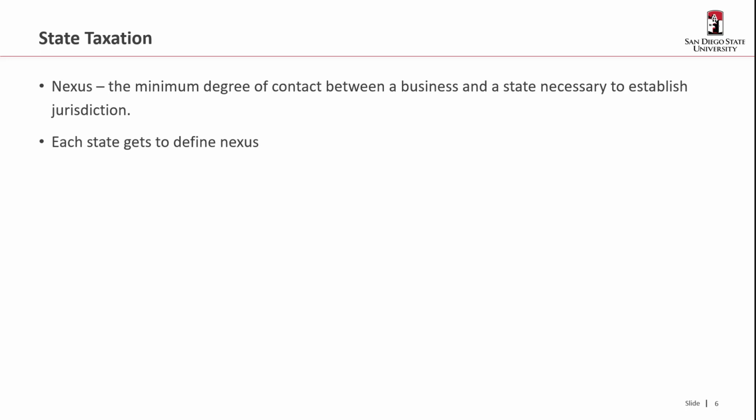So nexus is defined as the minimum degree of contact between a business and a state that is necessary to establish jurisdiction, which is the legal way of saying what's the degree of contact necessary for a state to tax something. And since we're talking about businesses, we typically restrict this conversation to a business-oriented topic. The way states tax individuals is actually a little bit different. Each state defines nexus by itself. It gets to define that term individually. So there could be 50 different definitions of nexus plus the District of Columbia, so you get 51.